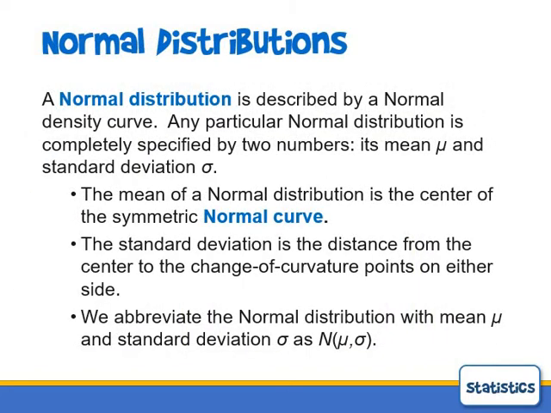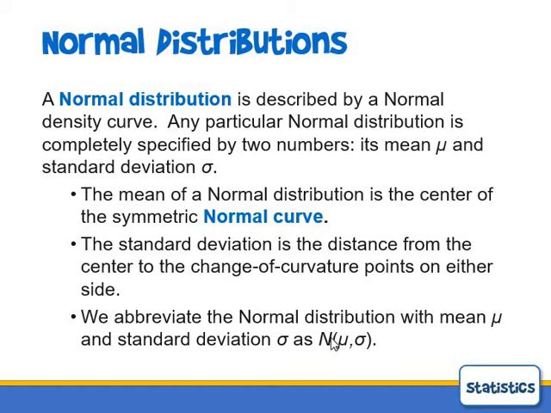So let's see a bit of a summary here. A normal distribution is described by a normal density curve, this bell-shaped symmetric curve. Any particular normal distribution, as I said with the previous slide, is completely specified by two numbers: its mean mu and its standard deviation sigma. The mean of the normal distribution is the center of the symmetric curve. The standard deviation is the distance from the center to the change of curvature points, or the inflection points, on either side.